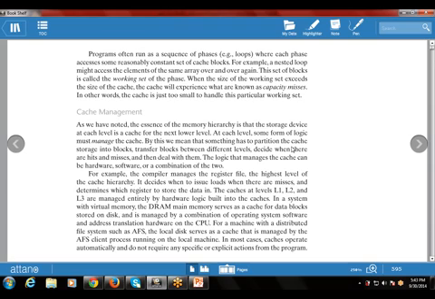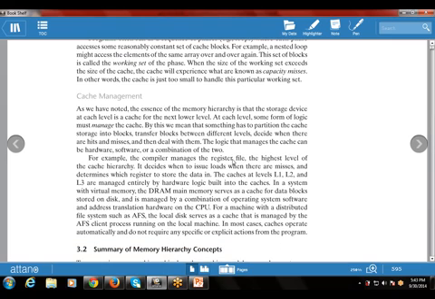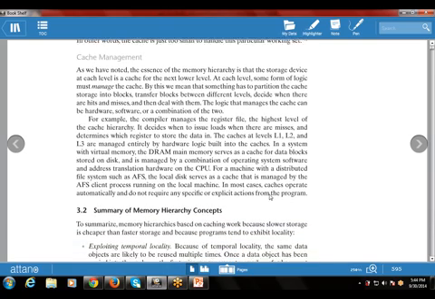At each level some form of logic must manage the cache. By this we mean that something has to partition the cache storage into blocks and transfer blocks between the different levels. For example, the compiler manages the register file, the highest level of the cache hierarchy. It decides when to issue loads when there are misses, and determines which register to store the data in. The caches at levels L1, L2, L3 are managed entirely by hardware logic.